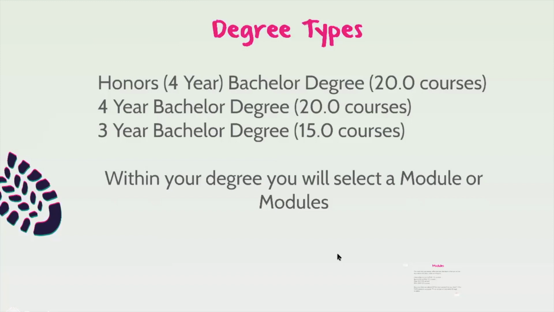But within these degrees, you will select different modules. And then you'll also notice that it breaks down to 5 courses per year. So with both of the different 4-year degree options, 4 years with 5 courses in each year gives you 20 credits. Same thing with the 3-year degree: 5 courses per year times 3 years is 15 courses.